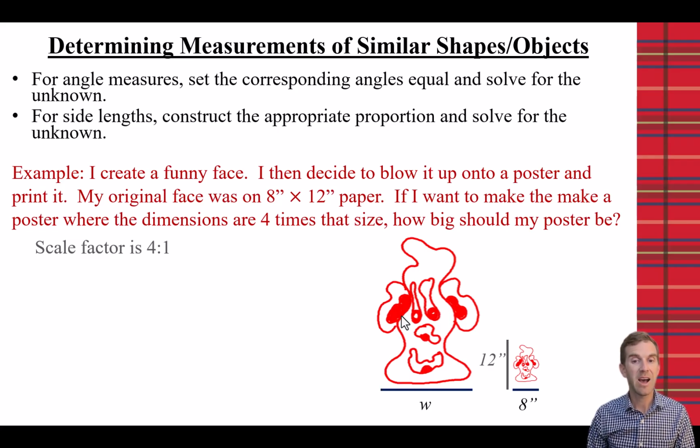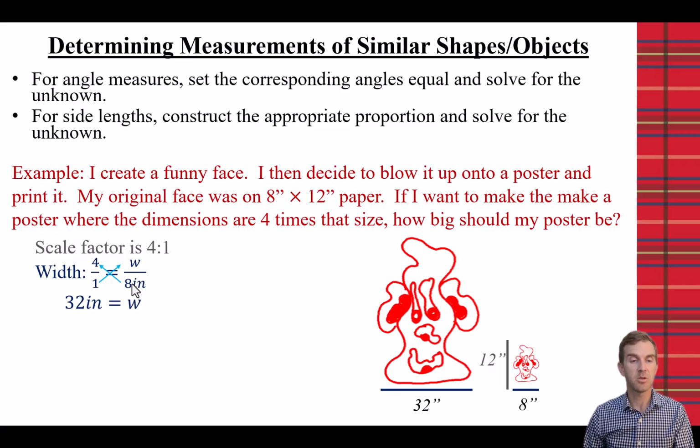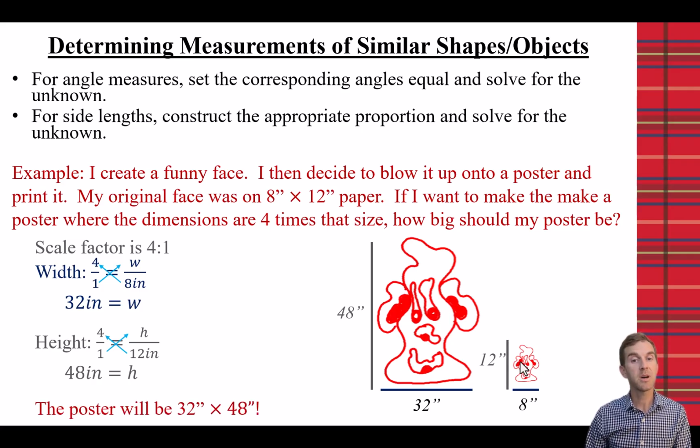So let's start with the width. I don't know it right now, but I can use that scale factor and set up a proportion where I can say the 4 to 1 is my scale factor. That's the big to the small, so the big poster width to the paper width. I cross multiply and I'm going to get that the width should be 32 inches. Now I can do the same thing for the height of the poster, or the length of the poster. I don't know it, but I can use my scale factor and say, well, that's 4 to 1 equals h to 12 inches, from the big poster to the small paper. Again, I cross multiply and I would get 48 inches for that height, and that would tell me that my poster would need to be 32 inches by 48 inches.